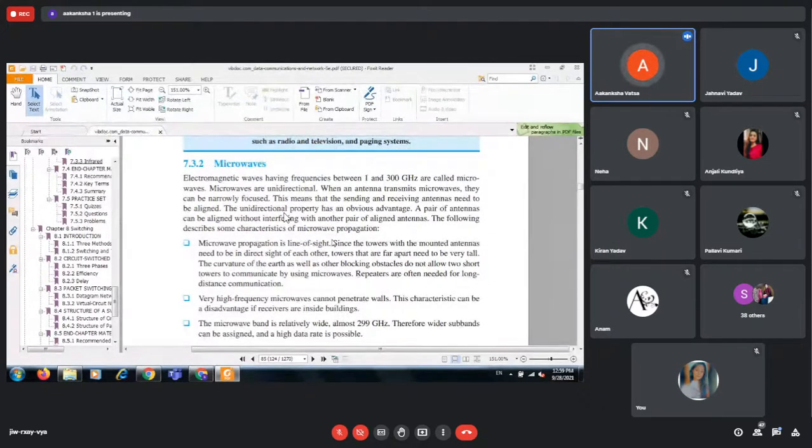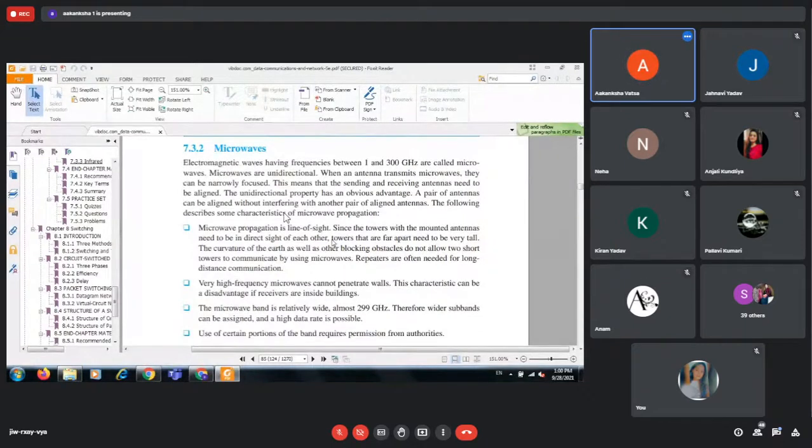They have a very high frequency and can't penetrate walls. You must have studied in physics that very high frequency waves cannot transmit through buildings and cannot penetrate walls. So that's a disadvantage. That's why they need line of sight transmission, and the receiver and sender antennas should be in line of sight and aligned with each other. And they have a very wide range, so the data rate is very high. You can use certain portions of the band, and they require permission from the government authorities or higher authorities.